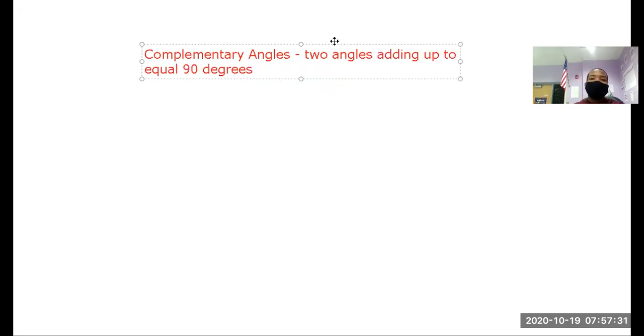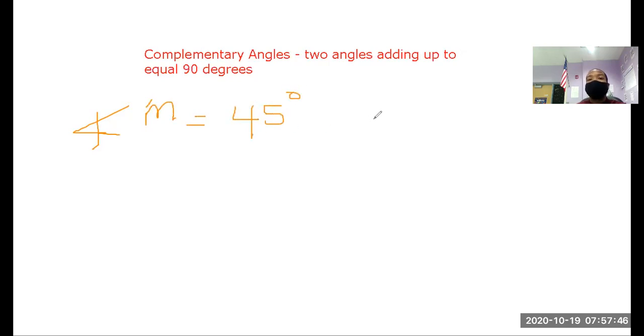So, for example, if I say one angle is, I'm using that sign to represent an angle, so I'm saying angle M is equal to 45 degrees, but I say it's complementary to angle L, then both these angles added up together should equal 90. So this one would be 45 as well.